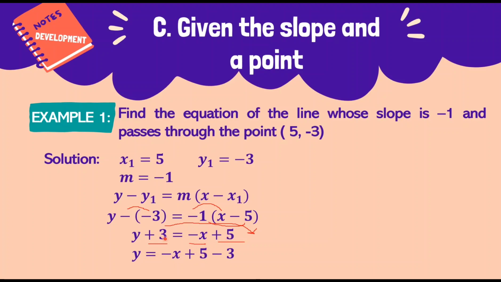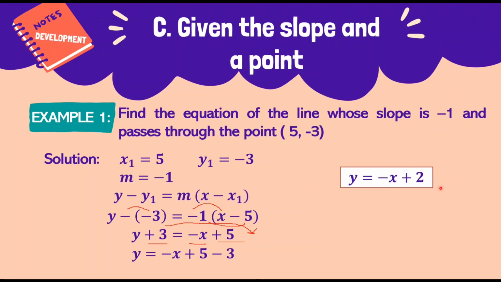Kinapi ko lang. And then transpose positive 3 to the other side of the equation. It becomes negative 3. So, let us simplify. We have y is equal to negative x plus 2. Ma'am, bakit po naging 2? 5 minus 3, that is 2. So, that will be our equation of the line written in slope intercept form.